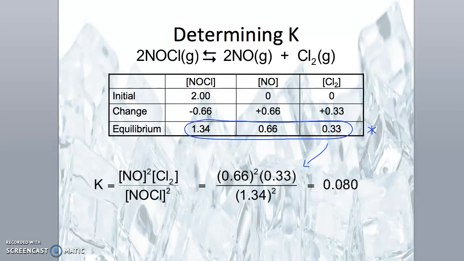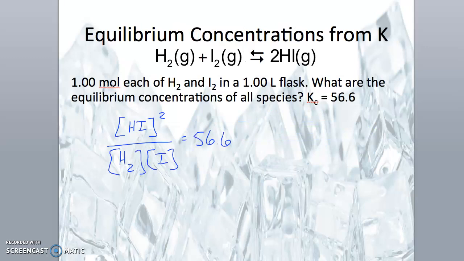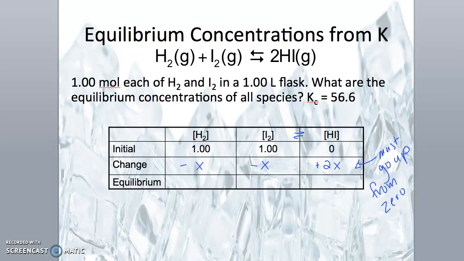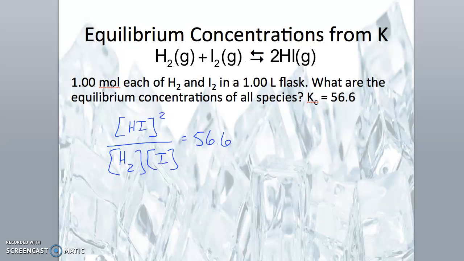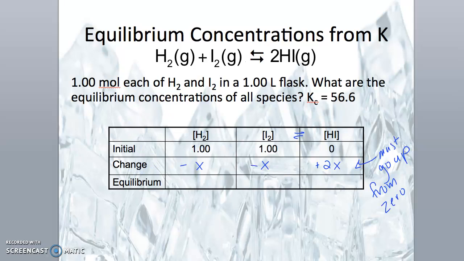0.080 is less than 1, so we can say that this reaction is reactant favored at equilibrium. This problem does not include any equilibrium concentrations, but we are given the equilibrium constant. To solve for the equilibrium concentrations, we will use an ICE table.